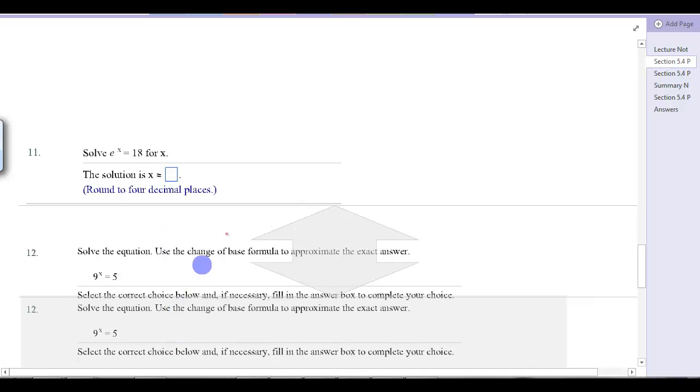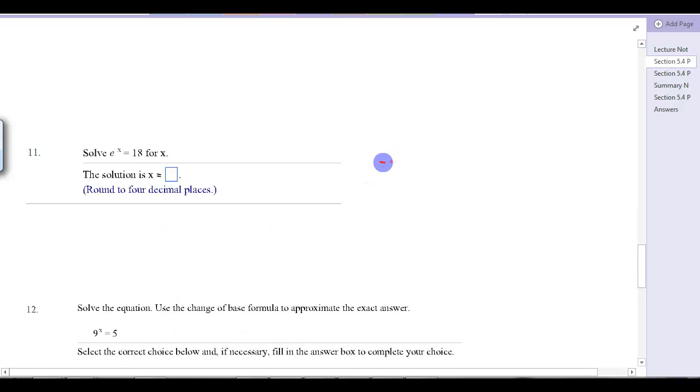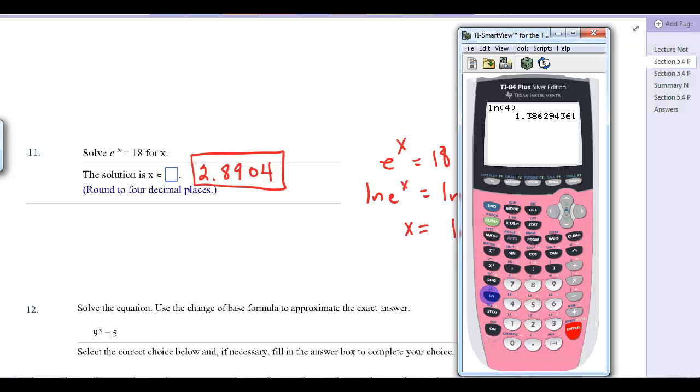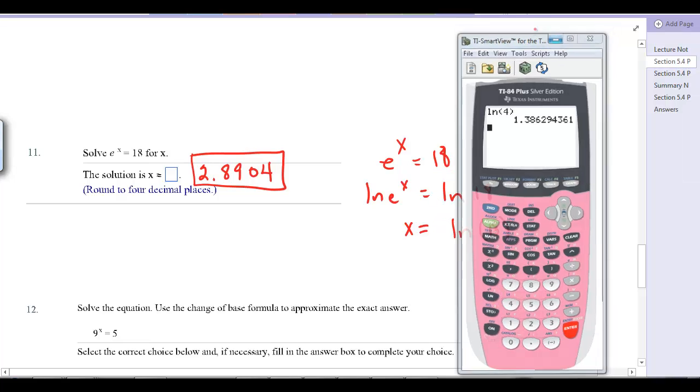Number 11, solve e to the x equals 18. Remember that we're going to take the natural log of both sides. ln of e to the x is equal to x. So that equals ln 18. It says round to 4 decimal places. When you do this on the calculator, you should get 2.8904. And remember that you just hit ln and then the 18. Okay.